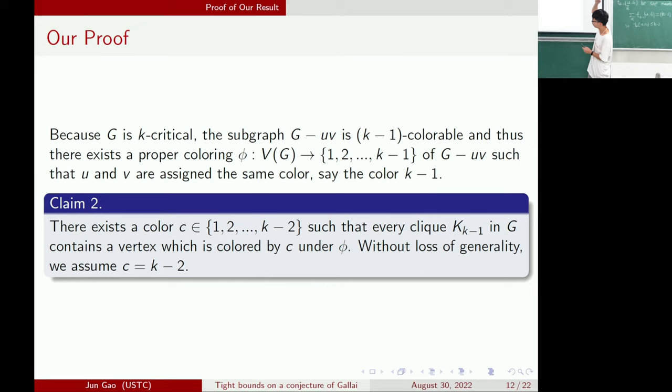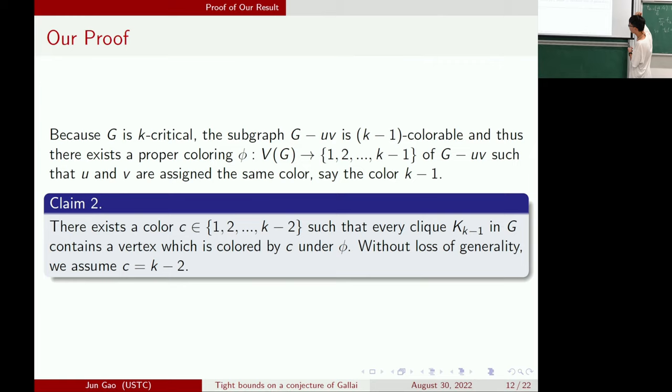Because G is K-critical, when we consider G minus UV, this graph is K minus 1 colorable. We know U and V must have the same color. Otherwise, we could add this edge back and get a K minus 1 coloring. So they must have the same color. We say this color is K minus 1.